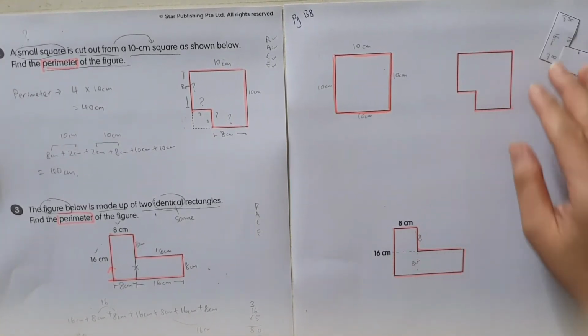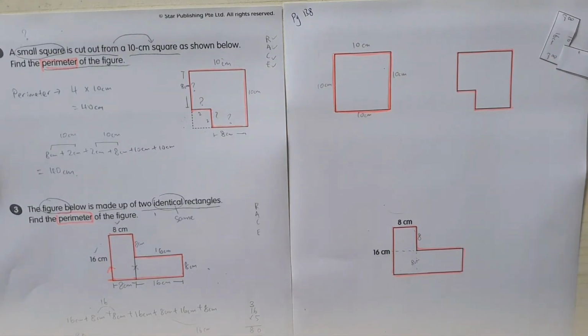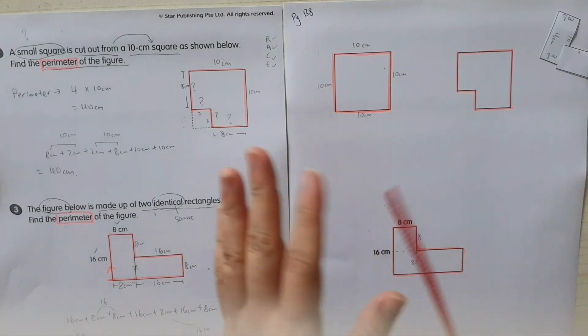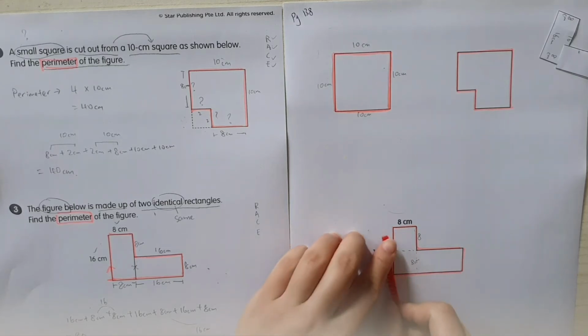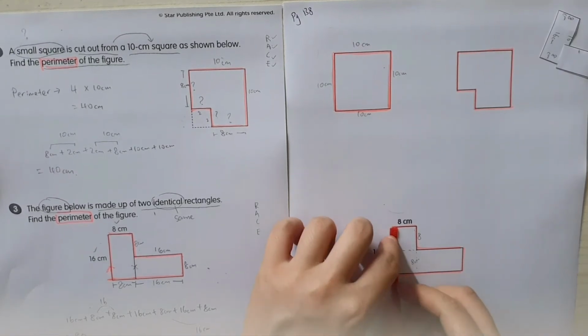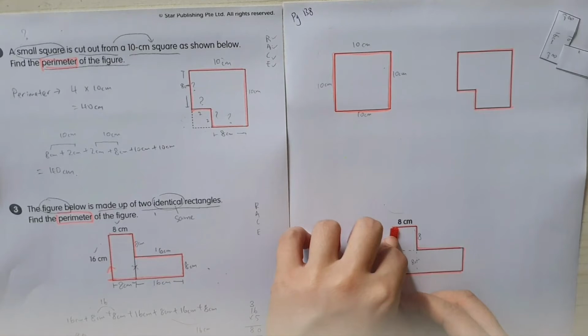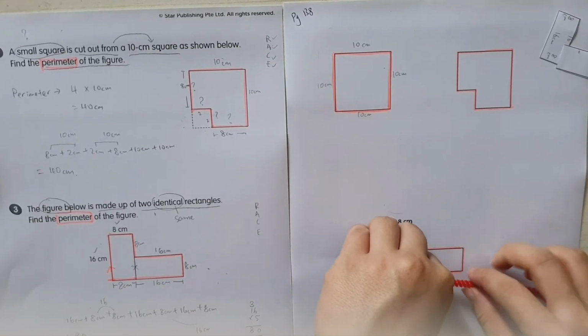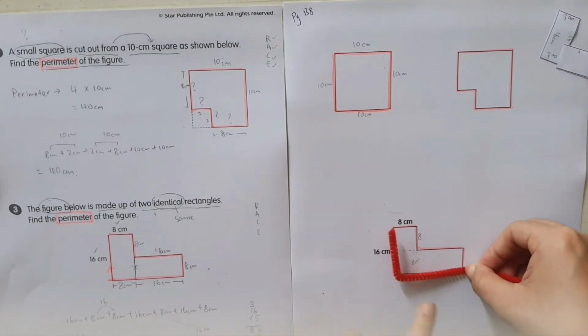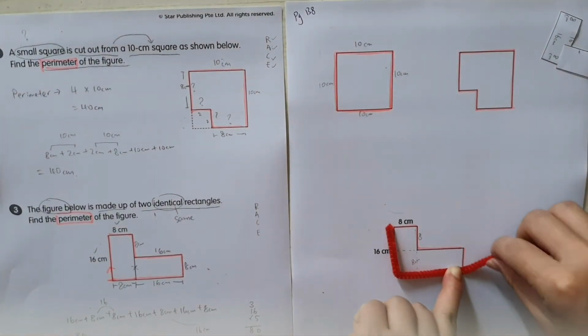It actually applies to this as well. So I'm going to use the pipe cleaner that I used in the previous question and see how they are similar. Okay, so again I'm going to trace this L-shaped figure here. This is a little challenging to do.